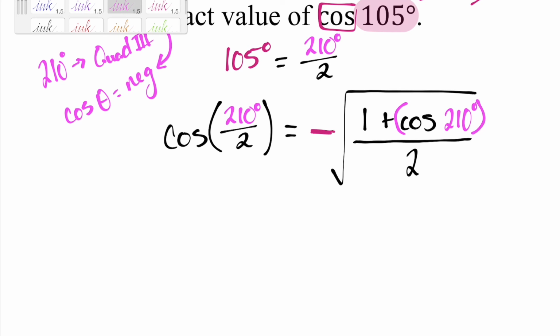So when it comes to cosine of 210 degrees, we've said it's in quadrant 3. We know cosine will end up being negative. I also know that the reference angle is going to be 30 degrees. So because I have the reference angle of 30 degrees, I'm looking at cosine of 30 degrees and I'm making it negative because we're in quadrant 3. And that means we're going to have negative square root 3 over 2.